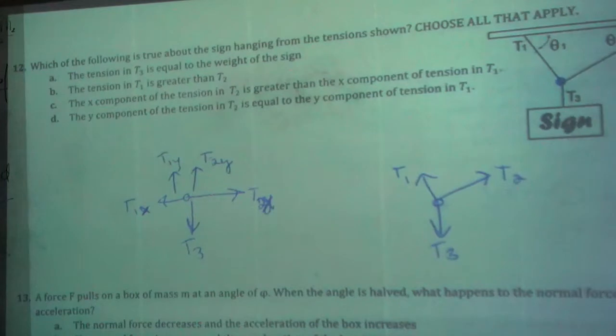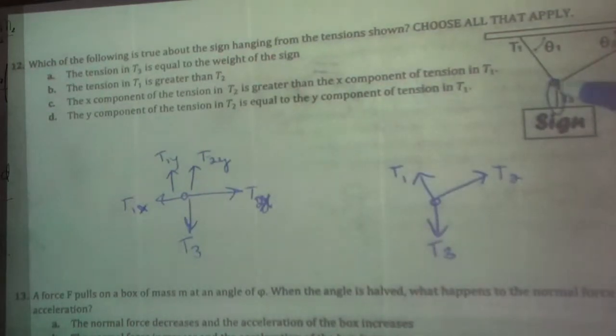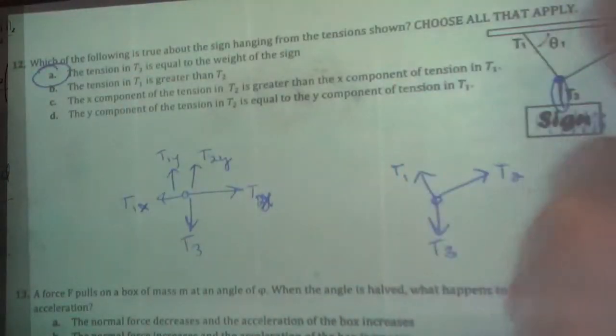Part A is saying the tension in T3 is equal to the weight of the sign. Let's look at this part right here. That makes sense because if this is at rest, T3 is just holding up this sign. It's not accelerating at all, so this tension is just the weight of the sign. That makes sense. A is true. We're choosing all that apply.